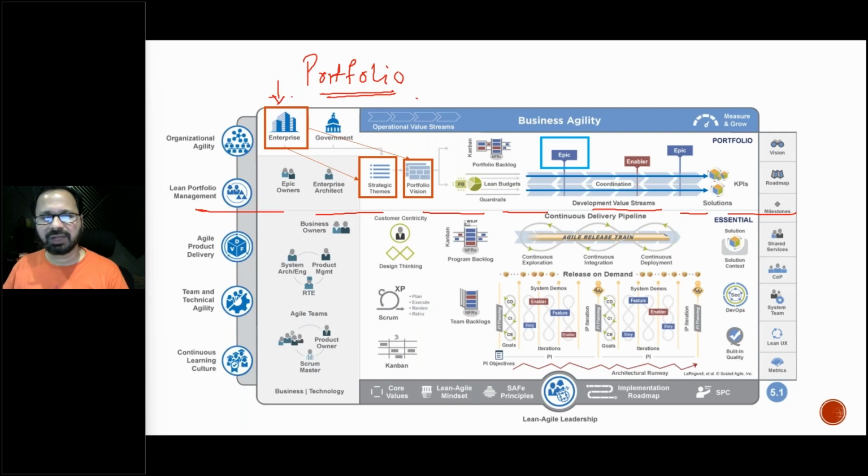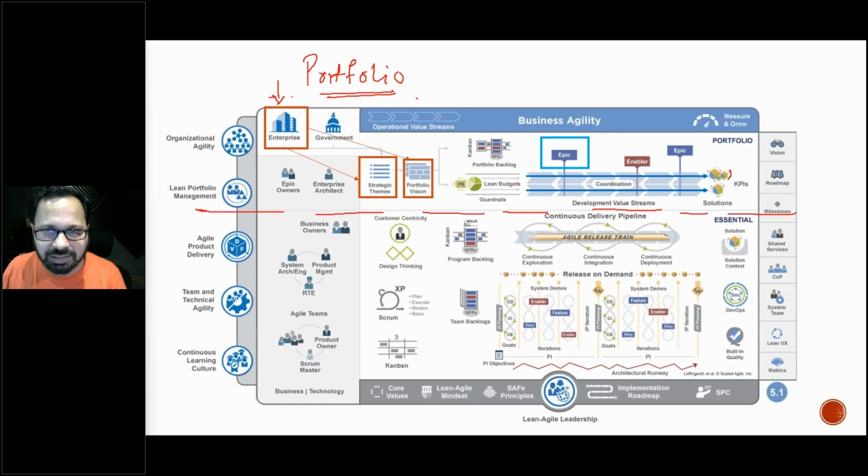Some enterprises could be large, some are small. A large enterprise has multiple portfolios in it, and a smaller enterprise may have one portfolio. Now what is a portfolio? A portfolio is nothing but a bunch of value streams or product lines. So an enterprise can have a portfolio which contains multiple value streams. A value stream is nothing but a bunch of solutions.